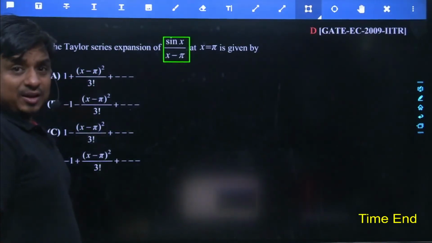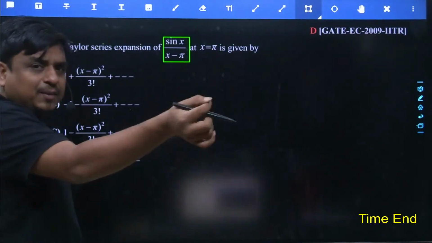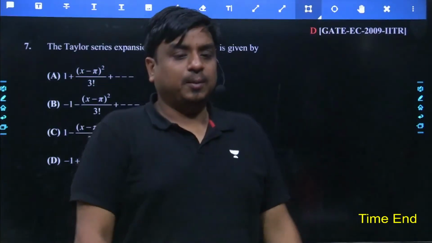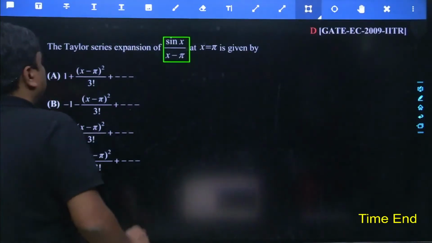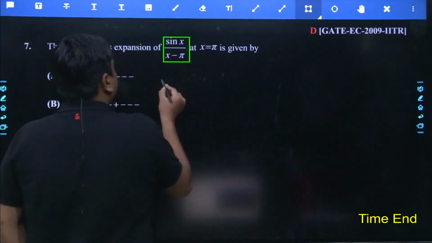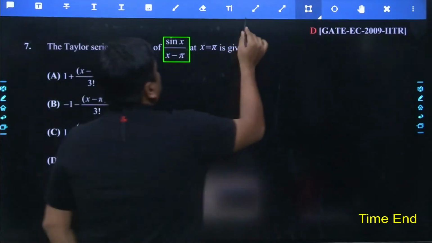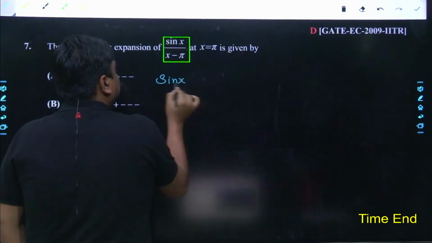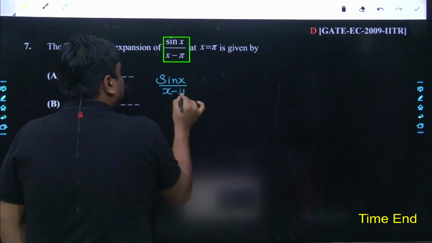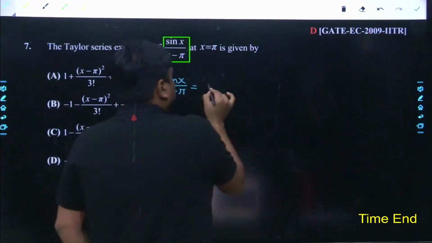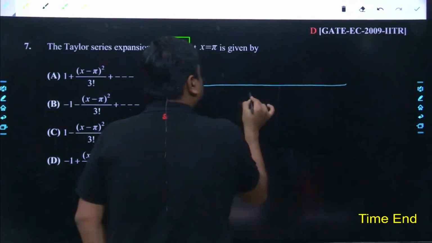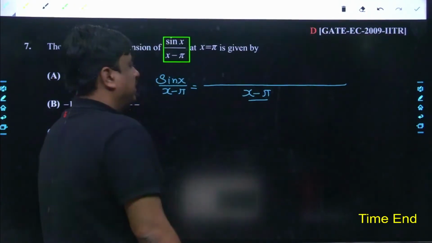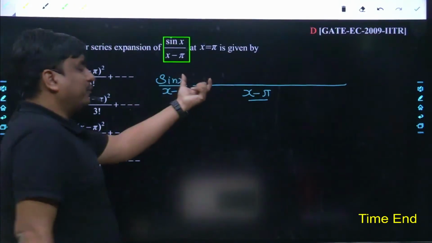I would expand sine of x with respect to the Taylor polynomial in x minus pi, or with respect to the approximation at x equals pi. So here I would keep sine of x, rather than expanding the complete function. x minus pi would remain common with all of the terms present in the polynomial, that remains common. And here comes f of a.